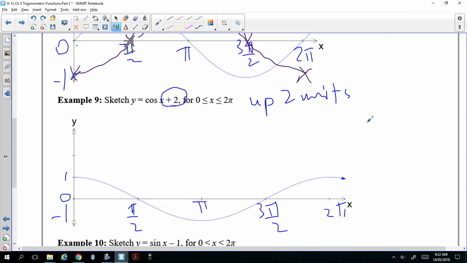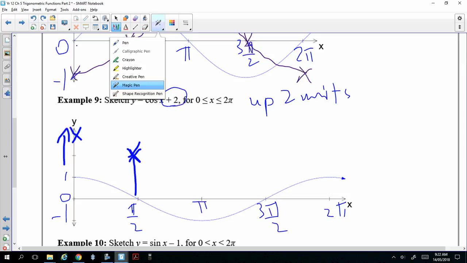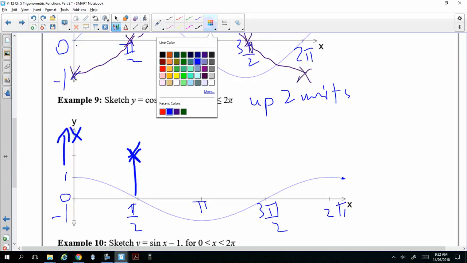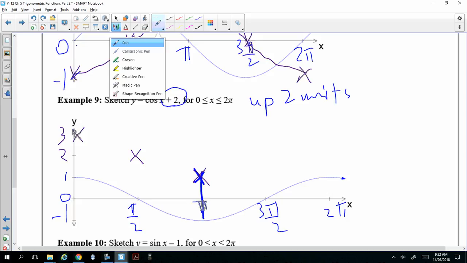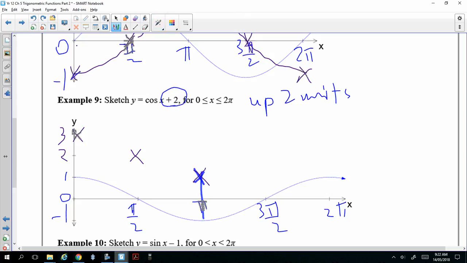So I'm going to go back. So let's do in purple. So here and here, right? So it's going to be 3 and 2. And then we're going to continue. Shift up 2 units, which is going to go here. Like this. Shift up 2 units, which here. And then shift up 2 units, which will go here. Okay?